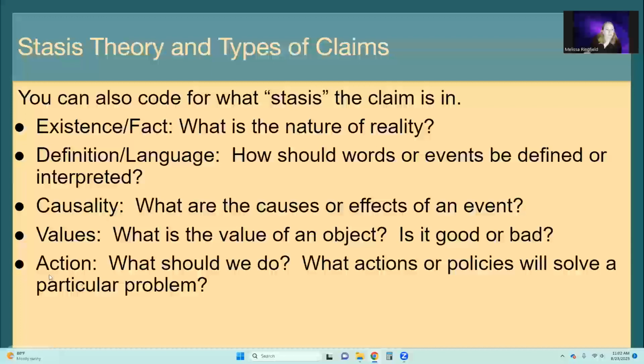So you might code and say that 30% of the claims are action claims, or 80% are causality. Maybe, for example, there's a lot of people making claims about who's to blame for the topic. That would be a causal problem, instead of what we should do to solve the problem, which would be action.